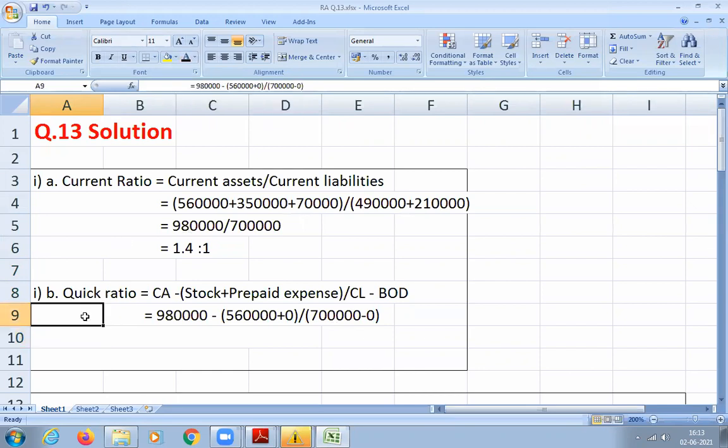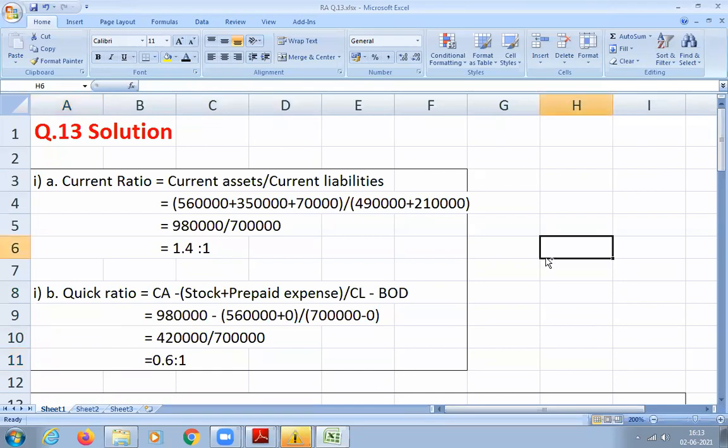So calculate further, how much will you get? Numerator, now how much will you get if you minus 5.6 lakhs? 4,20,000. Yes, 4,20,000. Now you divide. 0.6:1 is the quick ratio. Is it satisfactory? Both current ratio and quick ratio?